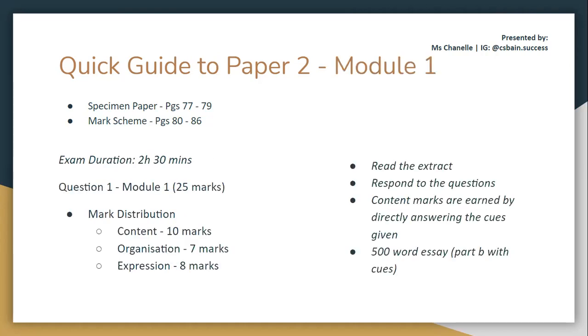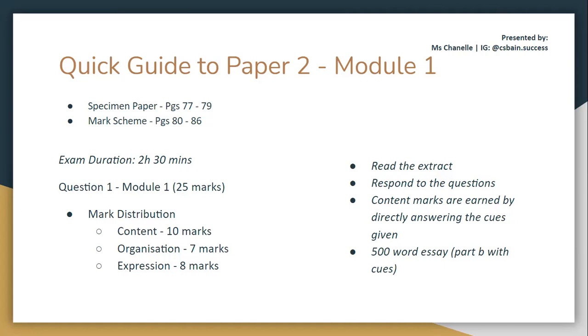Let's now look at each question as they are. Now, this is general information because obviously every single year the questions change. What doesn't change is, one, the mark scheme, and two, the fact that each question is going to be assessed under a particular module. So question one is always going to be module one. It is worth 25 marks.